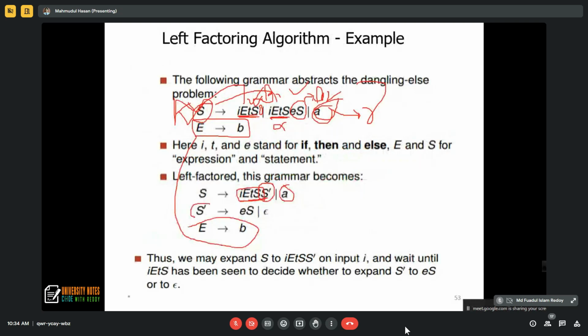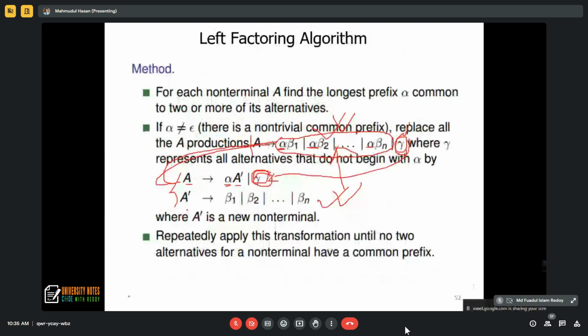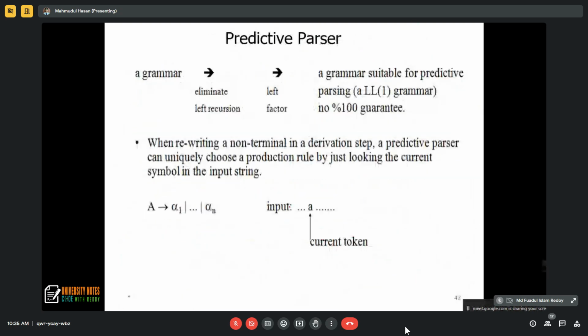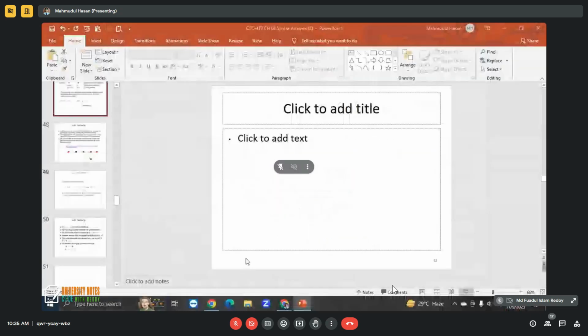So S prime, that is A prime, to beta 1. What is beta 1? Beta 1 is epsilon. And beta 2 is ES. So this is our left factoring. If you consider left recursion or left factoring, it is very important to identify A, alpha, beta. When you are able to identify alpha, beta and A, then just memorize those formulas and simply apply them. Okay, everyone?